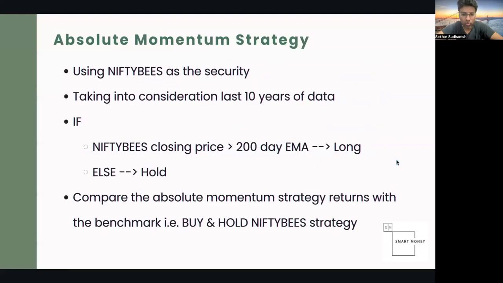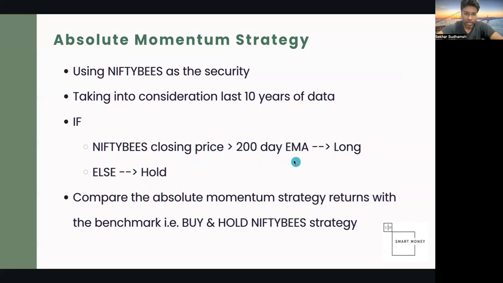I'm going to use an exponential moving average method. So here are the details. I'm taking NIFTYBEES as the security, and NIFTYBEES is an ETF which represents the Nifty 50 index. It's a well-diversified index. And the mathematical expression of my idea is if NIFTYBEES closing price at the end of the day is greater than the 200-day exponential moving average, then I'm going long, or in other words, I'm going to buy that stock.